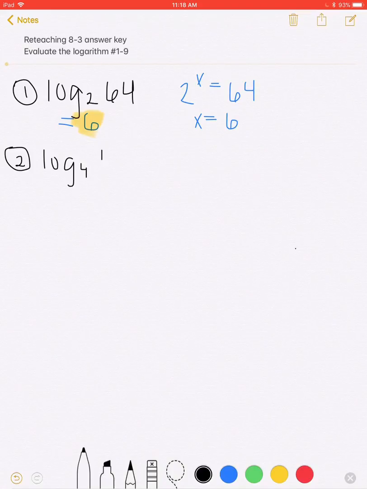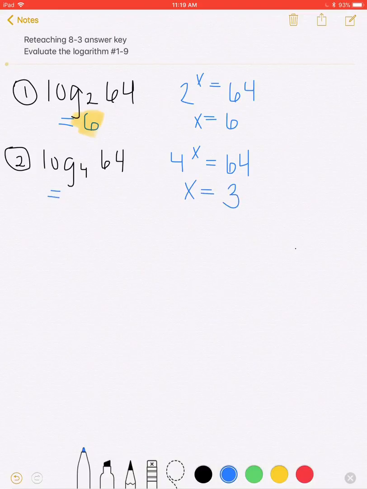Moving on to number 2 here, still with evaluating, log base 4 now of 64. Scoop and loop around, and we're going to write in exponential form. Now, we can use any variable. I'm just going to keep it going with the x here. And we have 4 to the x is equal to 64.